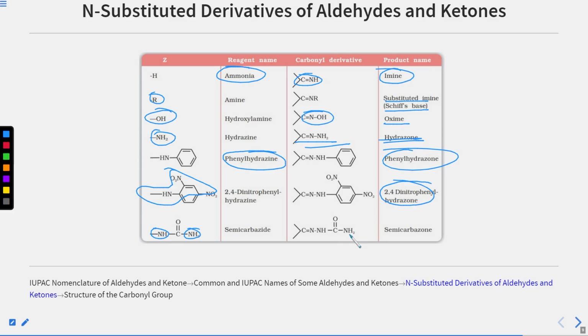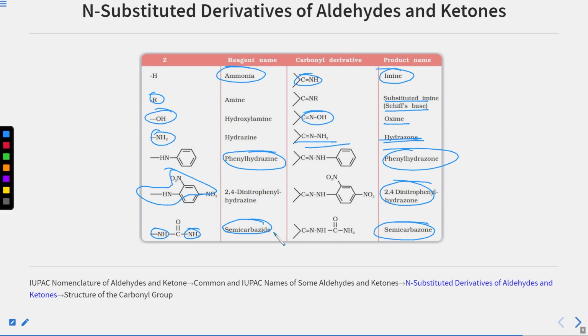NHCO on the O side. So you will get this semicarbazone, and its derivative was semicarbazide. Clear? At last, now we'll move to the structure of the carbonyl group.